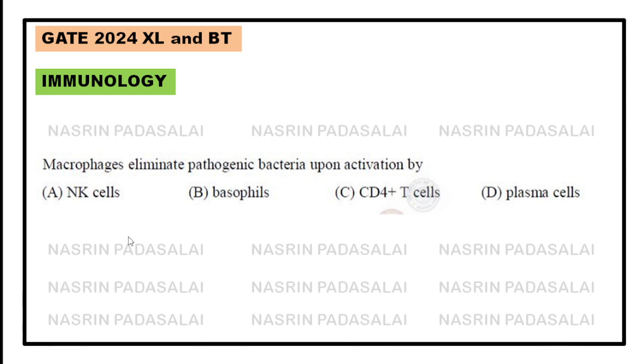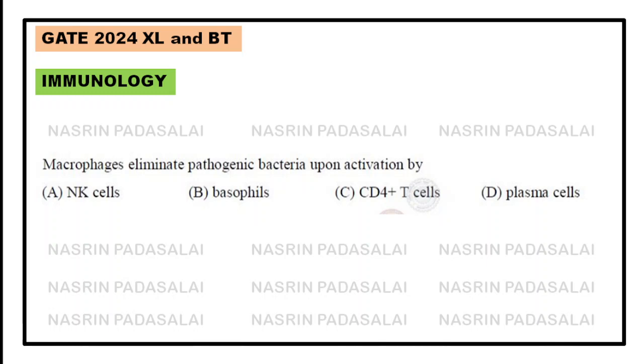Next, macrophages eliminate pathogenic bacteria upon activation by CD4 T helper cells. So macrophages are involved in eliminating bacteria after they get activated by your T helper cells. The correct answer is option C, that is CD4 T helper cells.